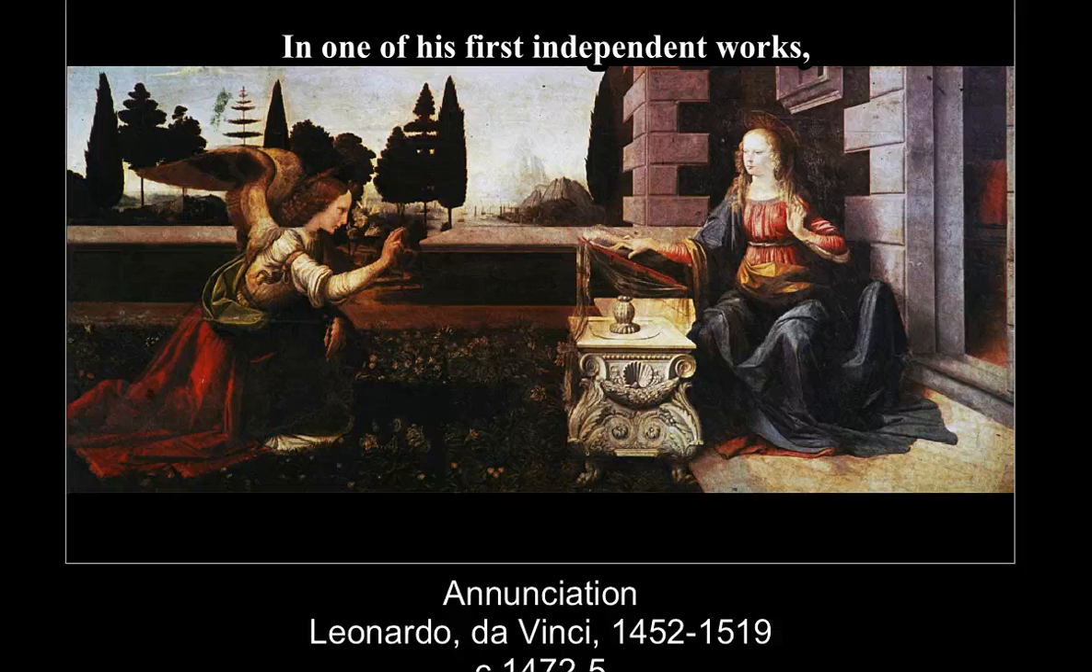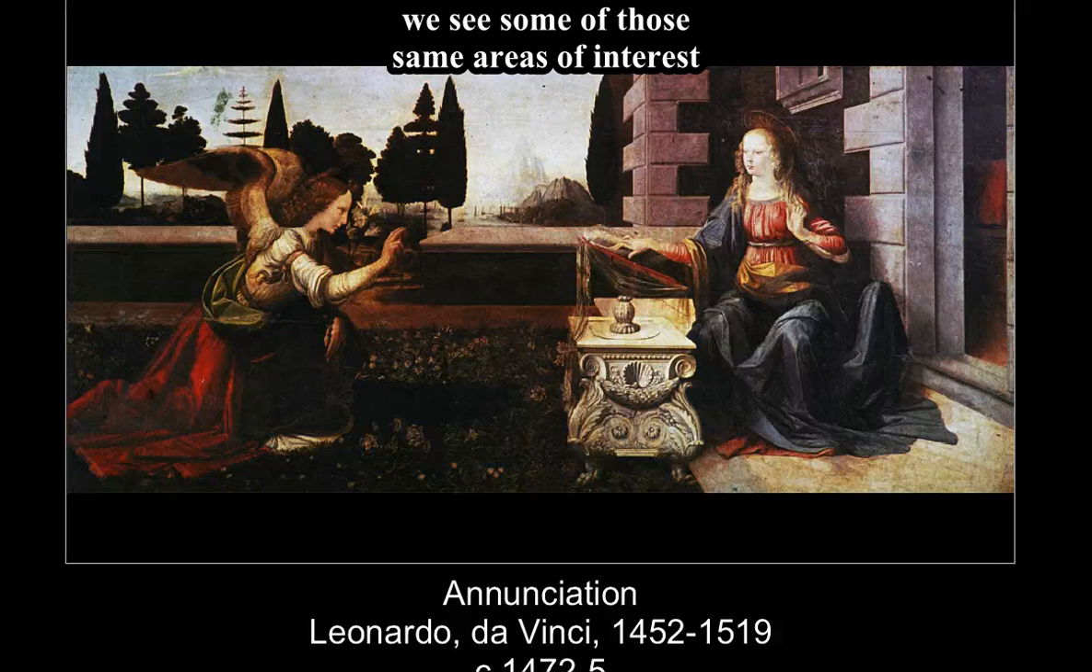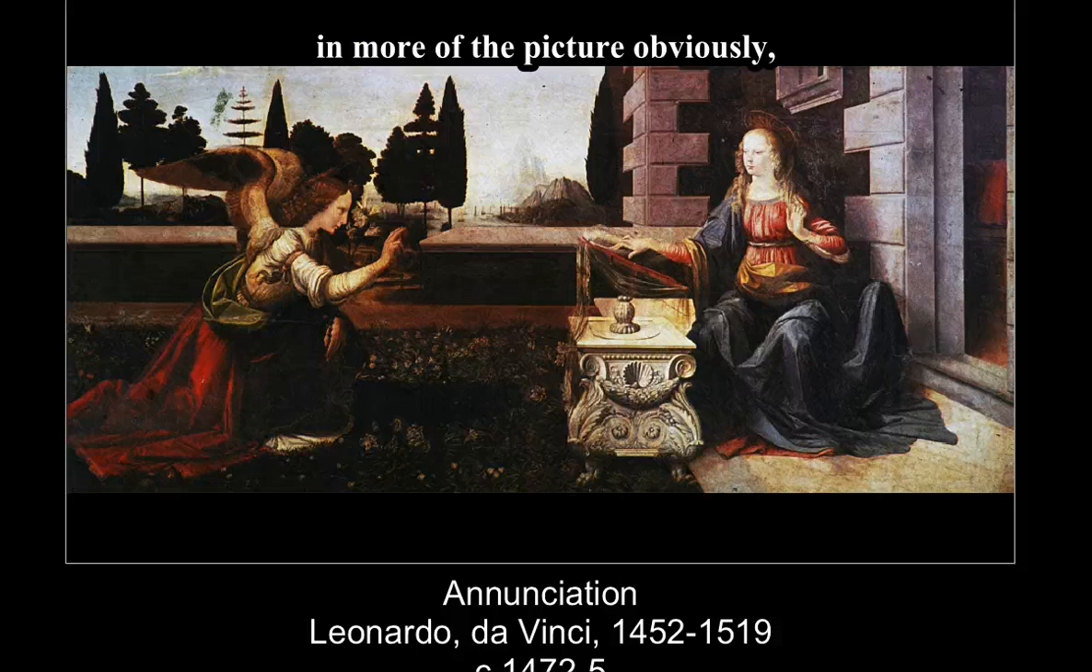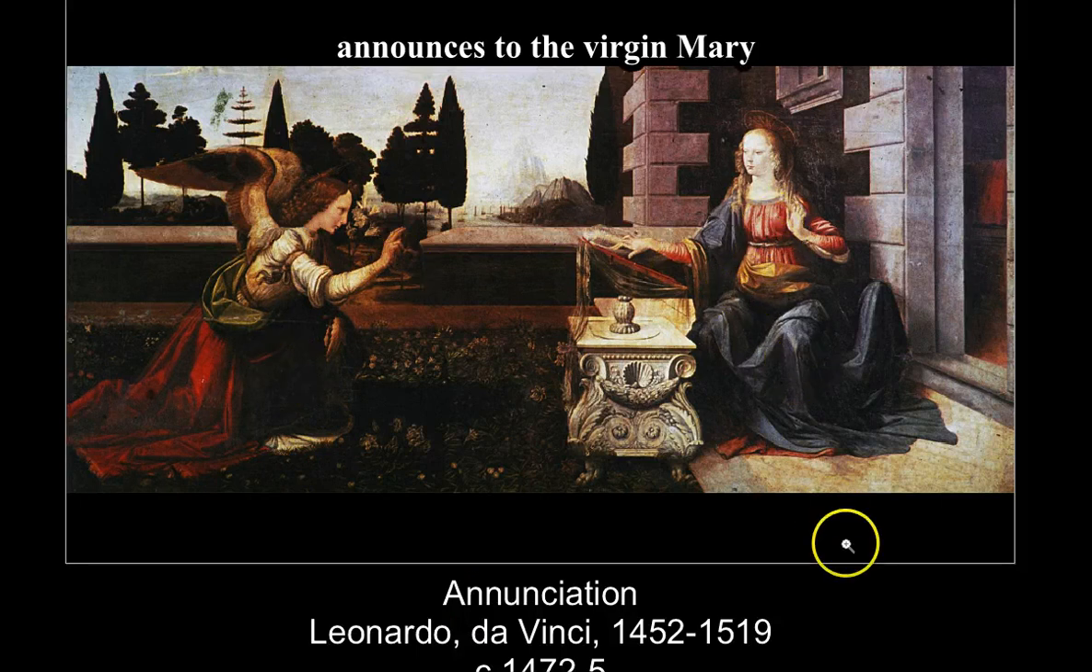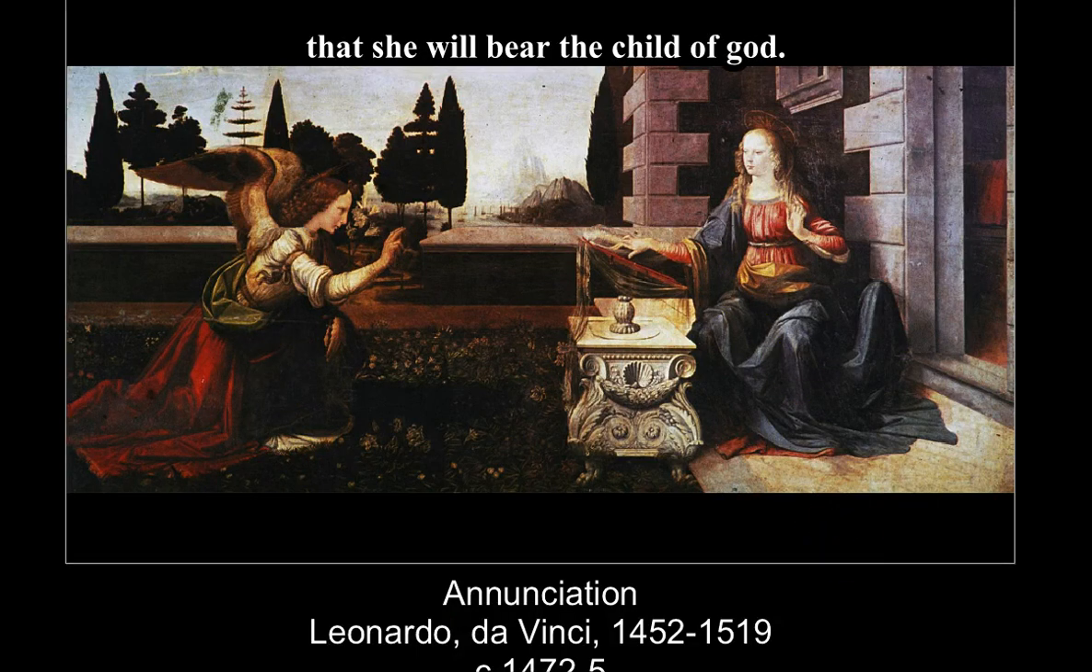In one of his first independent works, we see some of those same areas of interest in more of the picture, obviously, since he's doing this on his own. This was done around 1472. It's a scene of the Annunciation, that moment when the angel Gabriel announces to the Virgin Mary that she will bear the child of God.